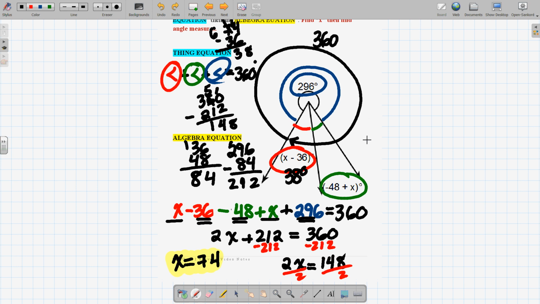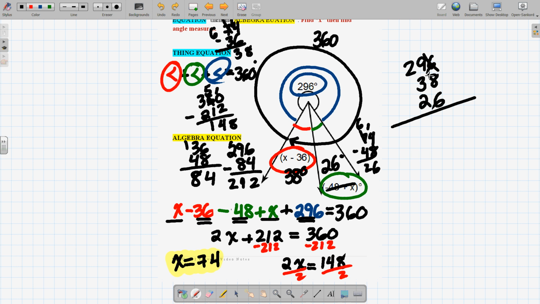I put a 74 here, technically minus 48. This becomes 26 degrees. And then your check is 296 plus 38 plus 26. 360 check.